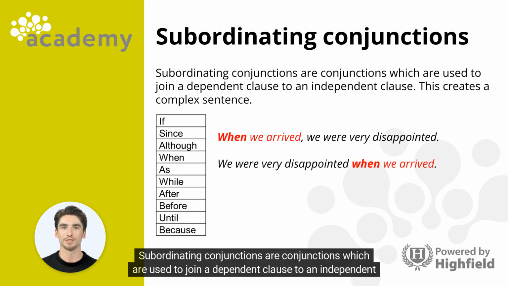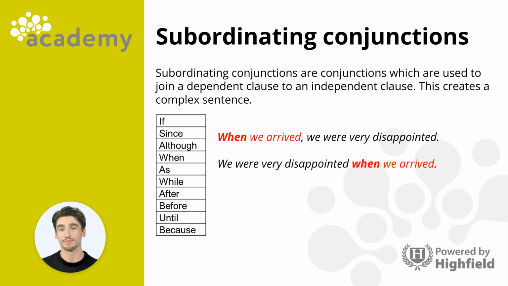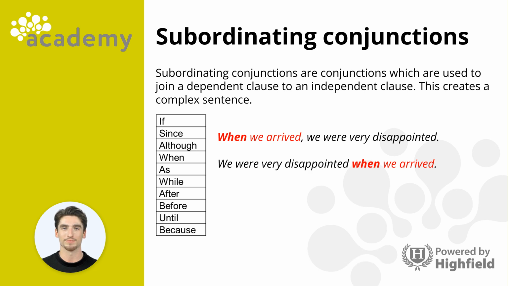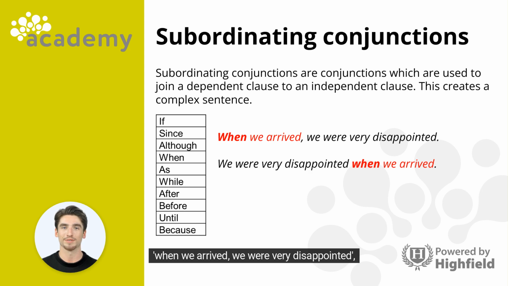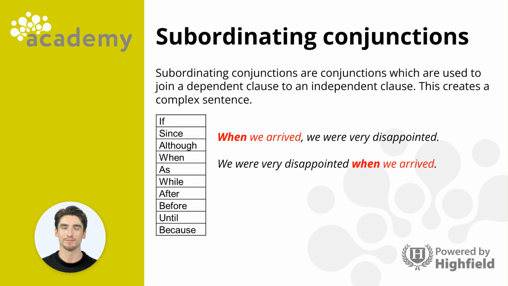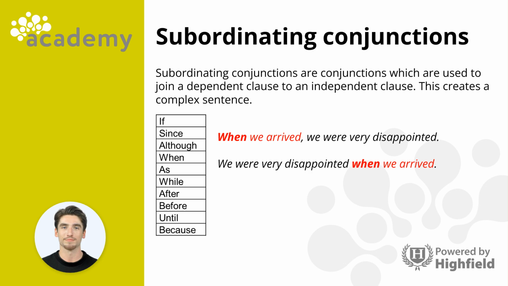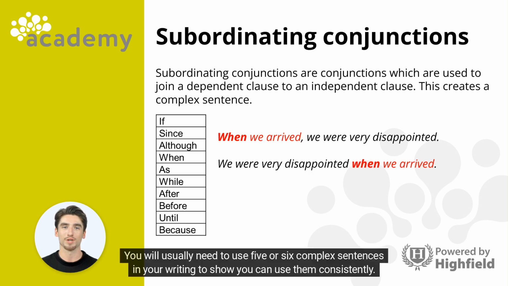Subordinating conjunctions are conjunctions which are used to join a dependent clause to an independent clause. This creates a complex sentence. On screen are some examples of subordinate conjunctions. In the example sentence, when we arrived, we were very disappointed. The subordinate conjunction is when. The dependent clause is therefore when we arrived. You will usually need to use 5 or 6 complex sentences in your writing to show you can use them consistently.